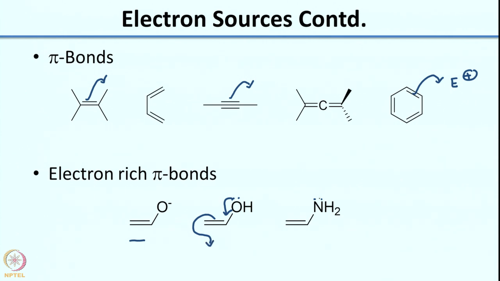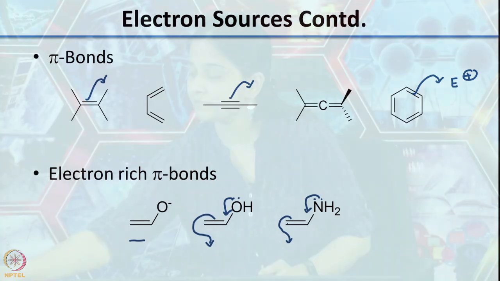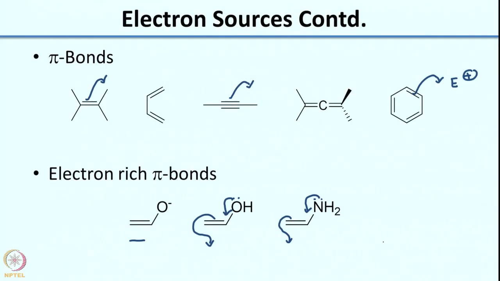Similarly, if you have a lone pair on the nitrogen, again it would be the carbon center which would actually be interacting with an electrophilic species, if it is a soft electrophilic species that you are looking at. Some other examples which are not listed here are strained three membered rings. For example, if you have cyclopropane, because of the strain, this could again be a good source of electrons.